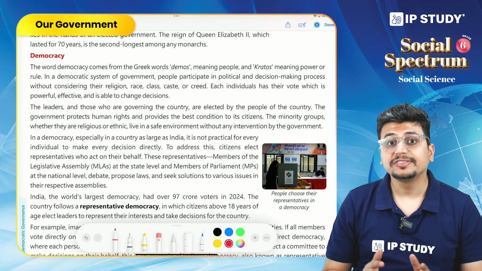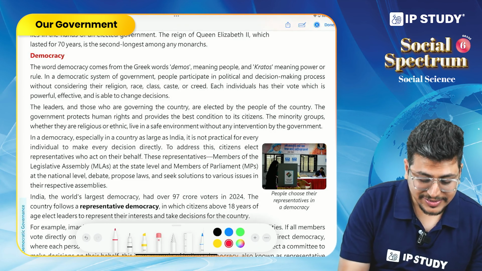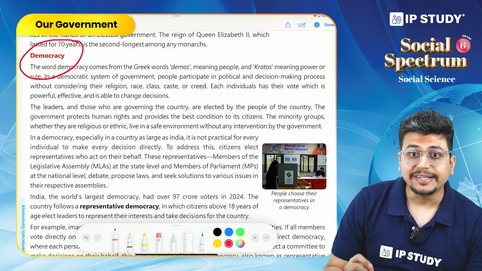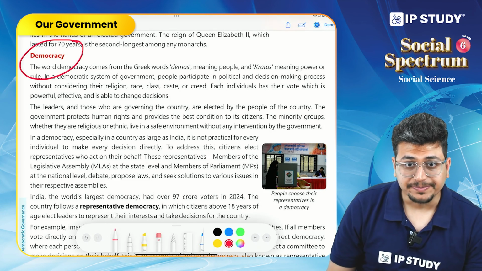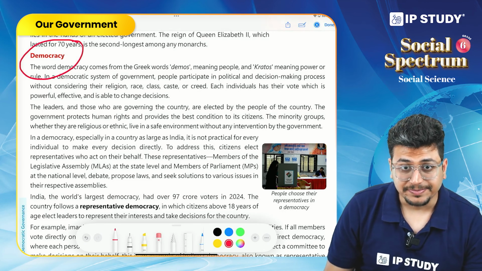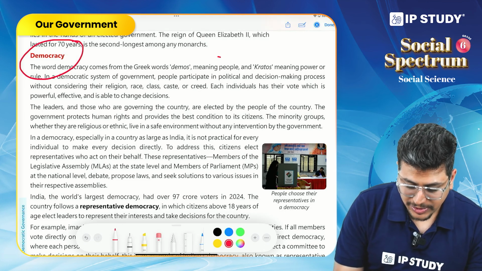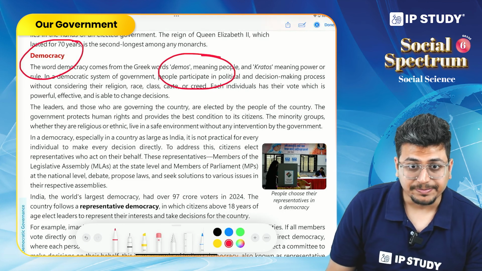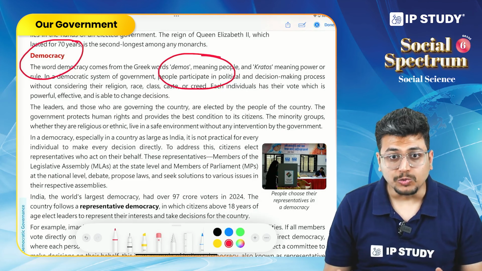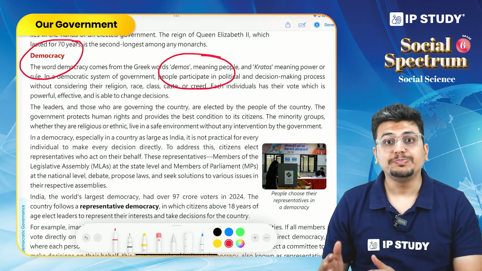Now let us discuss democracy. Democracy is another form of governance. We already discussed that India is a democratic country. In fact, India is the largest democracy in the world. This term democracy comes from demokratia. Demo means people and kratia means rule. So it is the rule of the people.